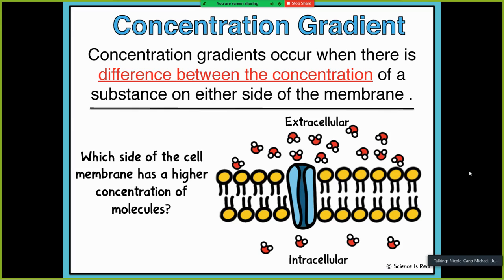Extracellular. Extracellular, yeah, because you can see there's like 1, 2, 3, 4, 5, 6, 7, 8, 9, 10, 11, 12, 13. There's 13 molecules on the outside, and there's only 4 on the inside. So there is a difference in concentration. Concentration is how much is there, right? So that is a problem, right? There is a difference in concentration. So let's see how to solve that problem.